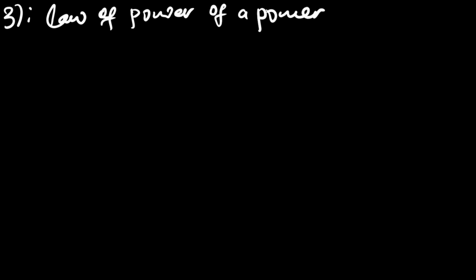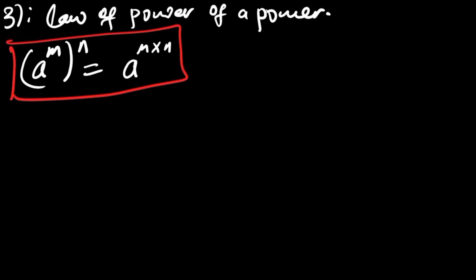Next, the law of power of a power. For this law we take a power of m, all raised to the power of n. When we have a power of a power, we multiply the powers, so we express it as a power of m times n.